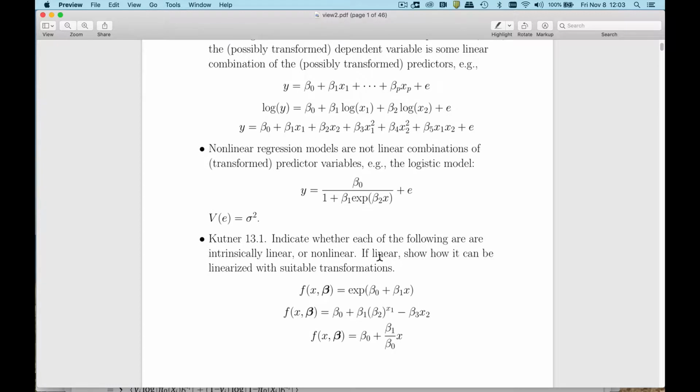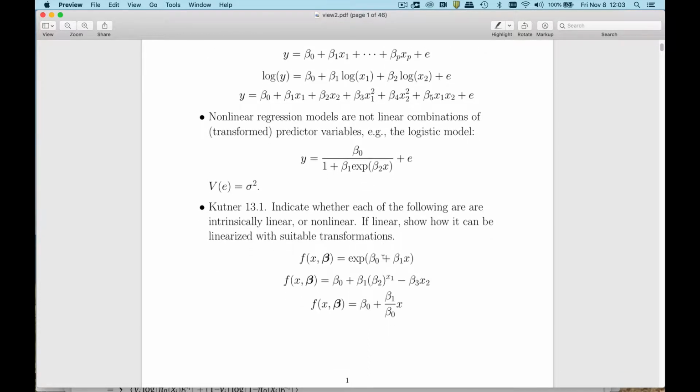This is a topic that gets covered in a lot of regression textbooks. One of the classics is the book by Neter, Wasserman, and Kutner. There are various versions of this book with different first authors. I've taken one of Kutner's exercises to discuss with us. We're to indicate whether these functions are intrinsically linear, meaning we can introduce some sort of transformation to make them linear, or if they're fundamentally nonlinear.